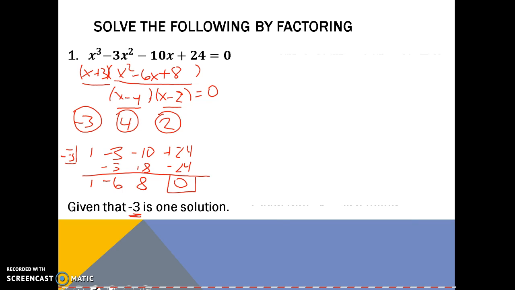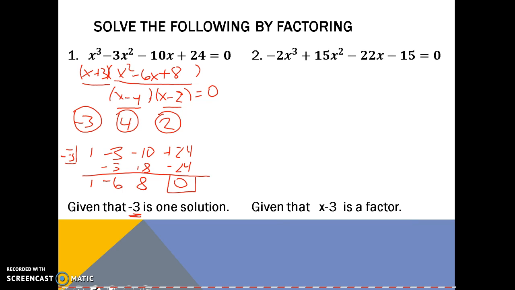Let's take a look at a similar question. Let's take a look at number 2 here. Again, we are given that x minus 3 is a factor. And so that means one factor here is x minus 3, and we have to find the other factor. So again, I am going to use synthetic division. I'm going to put a positive 3 in the little box. I'll have negative 2x to the third, a positive 15x squared, a negative 22x, and then a negative 15.